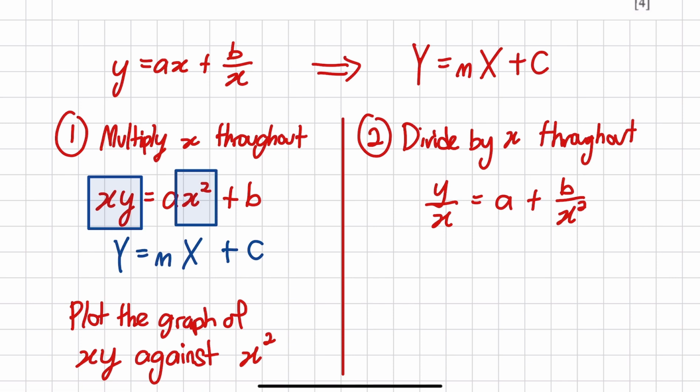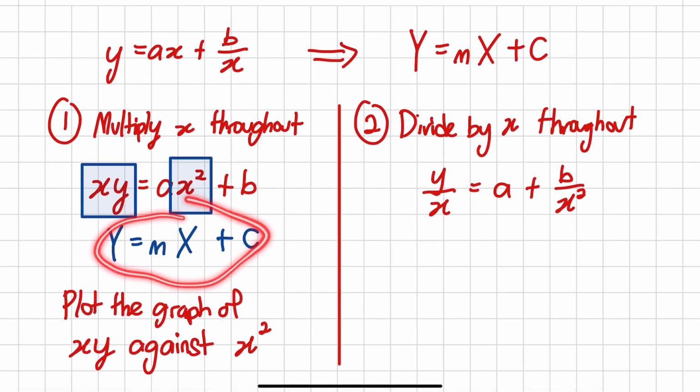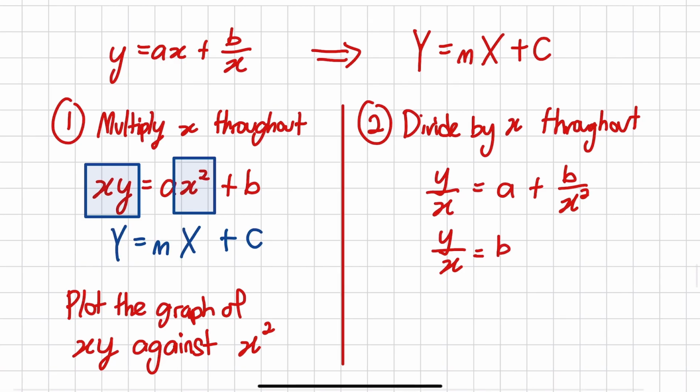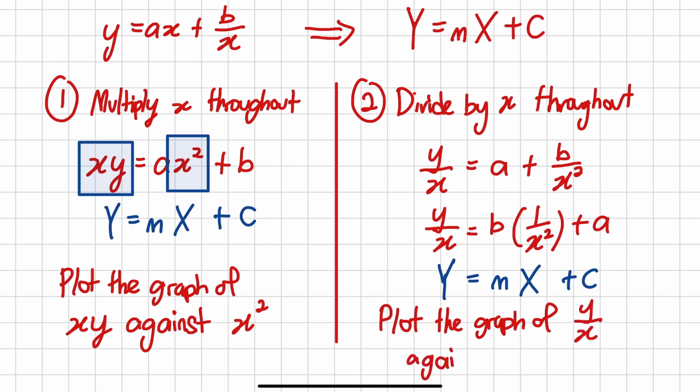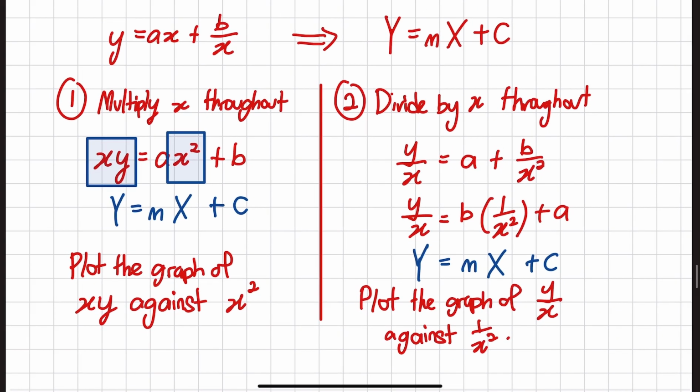If I rearrange my terms to get the form of y equals mx plus c, I will simply get y over x equals b times 1 over x squared plus a. And if I compare to the form y equals mx plus c, I simply plot the graph of y over x against 1 over x squared. From there we have obtained the linear equation.